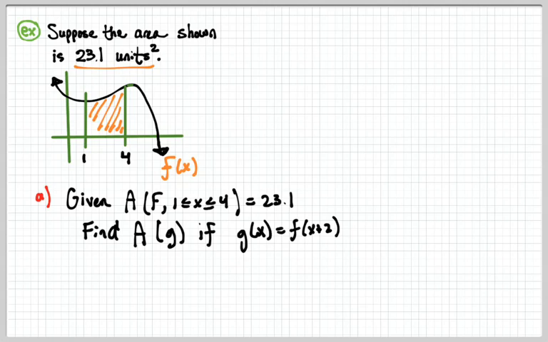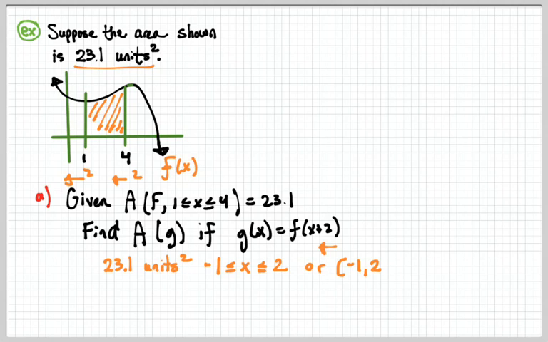So in thinking about this, we know that I have a horizontal shift of 2, and since it's horizontal, there's no change in area under the curve. So my new area is 23.1 units squared. And my new domain will be, if we're shifting 2 units to the left, we're going 2 and 2. My new domain will be -1 is less than x, which is less than or equal to 2. Or you could say -1, comma 2, in interval notation. So that's for part A.